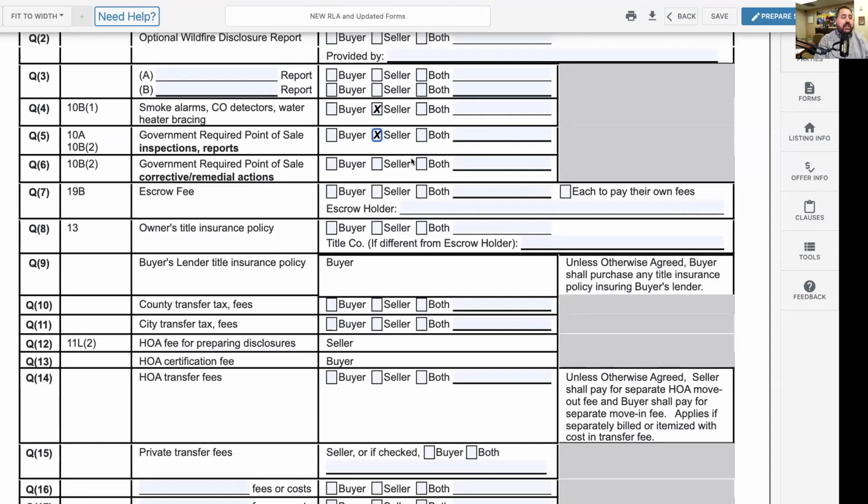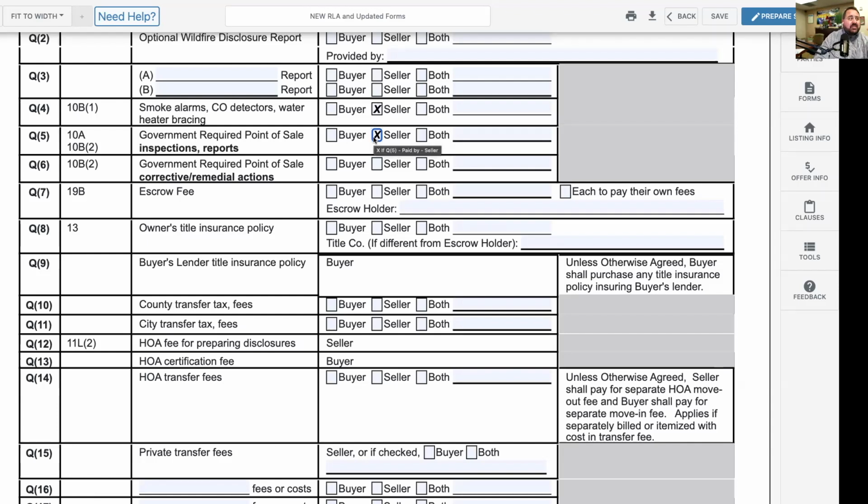Now, the reason that we put the seller is required to do them is because in 99%, 99.9, probably 100%, it is either the seller or the listing agent that has to order that report. The buyer can't even get it. So it's not like the buyer can go to the city and say, hey, I need to order this. They can't do it. It has to be the seller or the listing agent. So the seller is going to be responsible for that.